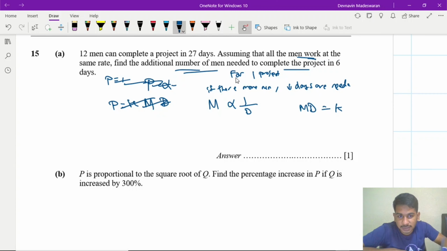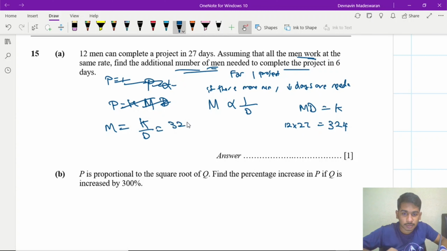They said 12 men takes 27 days to finish it, so what's the constant? 12 times 27, which is going to be 324. So the constant is 324. Now we need to find men. Men is equal to K over D, where K is 324 and D is 6. So we need a lot more men. 324 divided by 6 is going to be 54 men. So how many more men do you need? 54 minus 12.